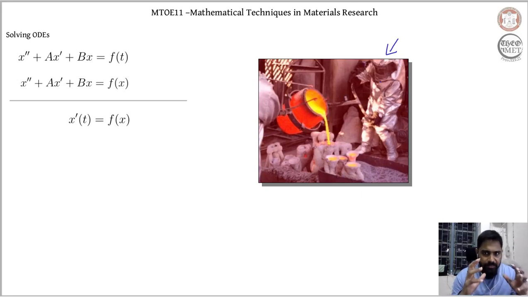Now, the atoms that constitute this molten metal experience a momentum when you are pouring it into the cast. And this momentum depends in a specific way on the position of the atom, and that is governed by f of x. Let me repeat. When you are pouring this molten metal into a cast, the atoms that constitute it experience a momentum. The magnitude of this momentum depends in a specific way on the position of your atoms.